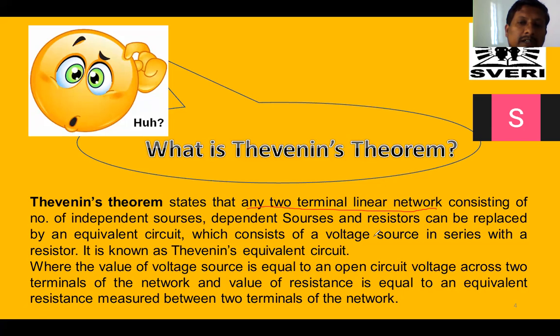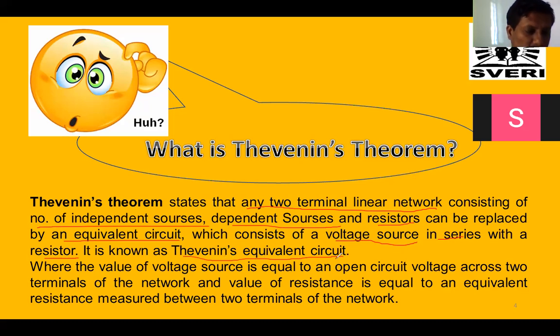So any two-terminal linear network consisting of a number of independent sources, a number of dependent sources, and resistors, or you can consider linear elements, can be replaced by a simple equivalent circuit which consists of a single voltage source in series with a resistor. So that equivalent circuit is known as Thevenin's equivalent circuit.